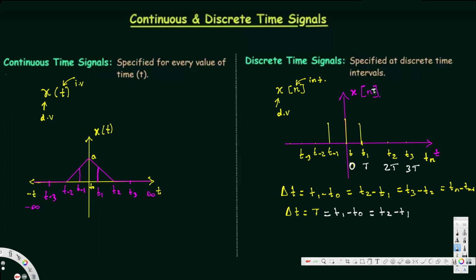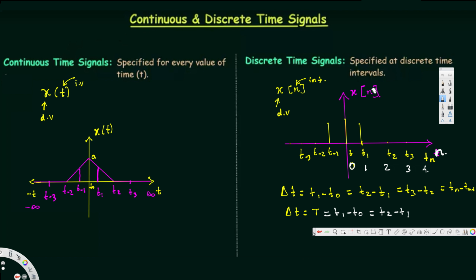If this is x of nt, then here we have 1, 2, 3, 4. Then if this is 1, 2, 3, 4, this is going to be n. And if this is n, then we get rid of this t. So we have x of n against n. This is the graph of discrete time signals. Those are some basic things about continuous and discrete time signals.